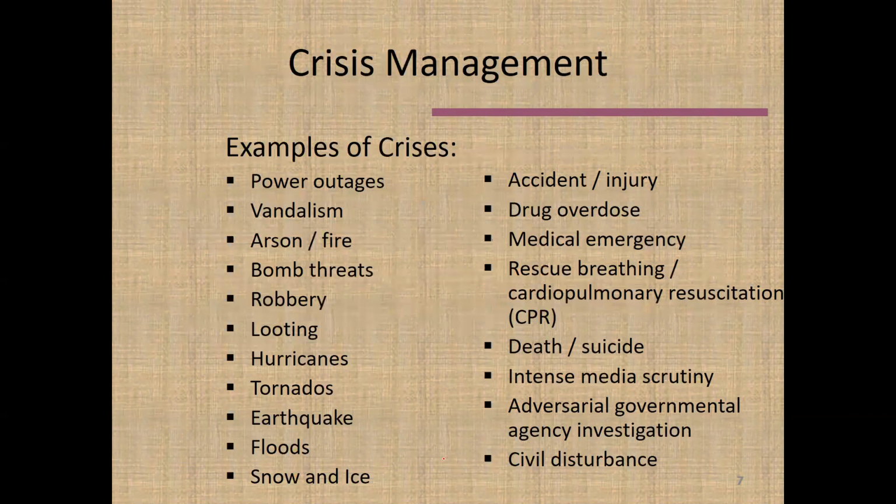Then we have maybe crimes that are more focused on actually harming people, things like arson and bomb threats, robbery, looting, things along those lines. We can have natural disasters like hurricanes, tornadoes, earthquakes, floods, blizzards, things along those lines. We can have medical emergencies such as a drug overdose or a heart attack or a fall that has resulted in significant danger. And that might actually require some type of a medical intervention, perhaps before even the emergency facilities can arrive.